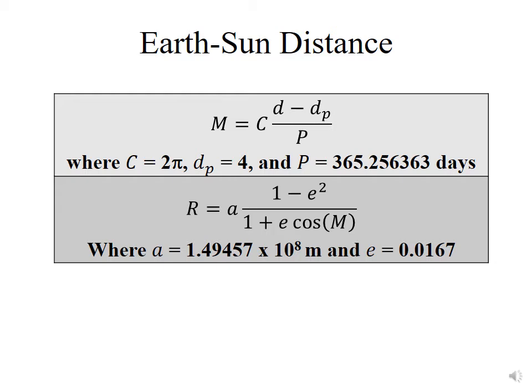and then we have the current day of the year. So we start off on January 1 being day number 1 and January 2 being day number 2, et cetera. And then we subtract off dp, which is the date of the perihelion, which is the 4th day of the year. And then we have the period of our orbit, which is 365.25 days. So we'll take that M value for a given day, and then we will plug that into the radius equation down below in order to get the actual distance on a given day.